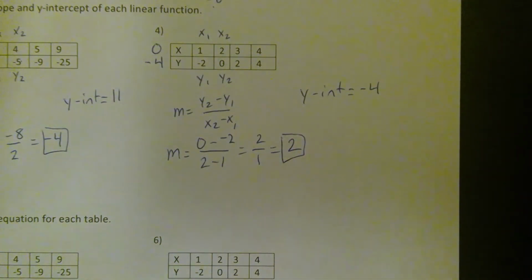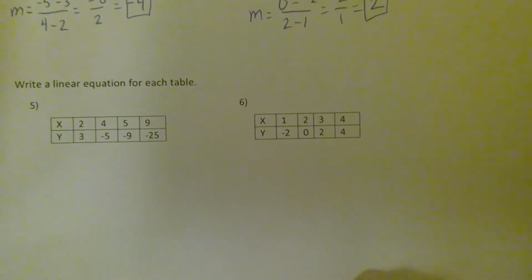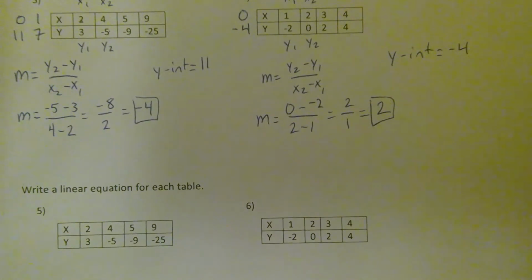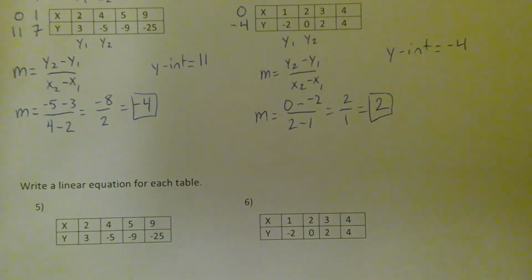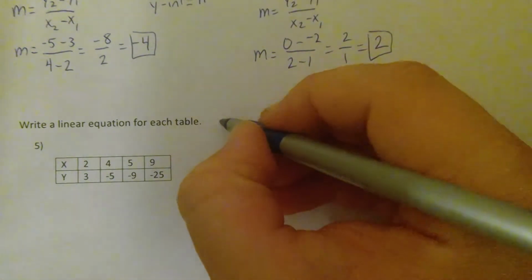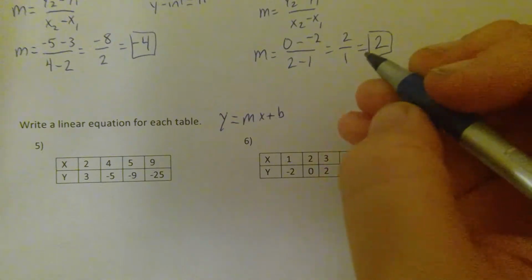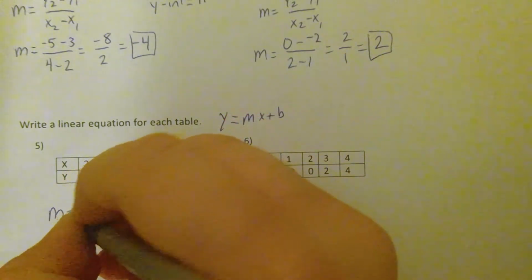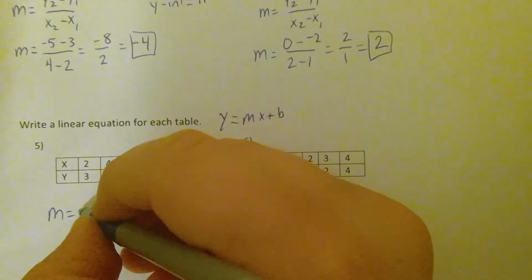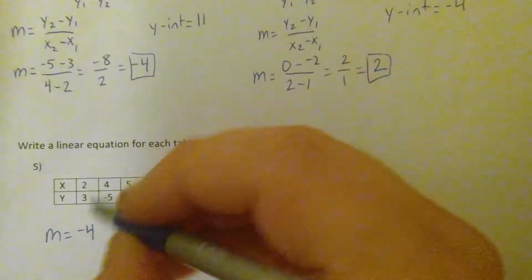All right. So let's now write a linear equation for each table. The convenient thing is that these tables already match, and so we already know the slope and the y-intercept. So if we think back to our slope-intercept form, y equals mx plus b. For number 5, m equals negative 4, and our y-intercept, we said it was 11. That's the same as b.